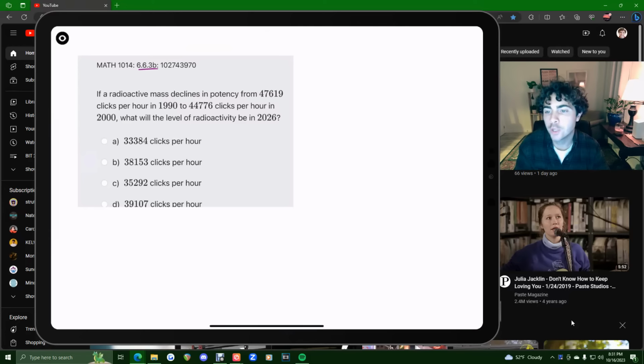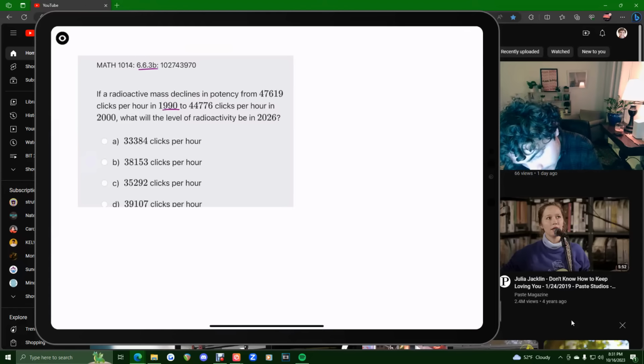They say if a radioactive mass declines in potency from that many clicks per hour in 1990 to that many clicks per hour in 2000, what will the level of radioactivity be in 2026? The first step is to figure out what t values we will use to represent each of these years.